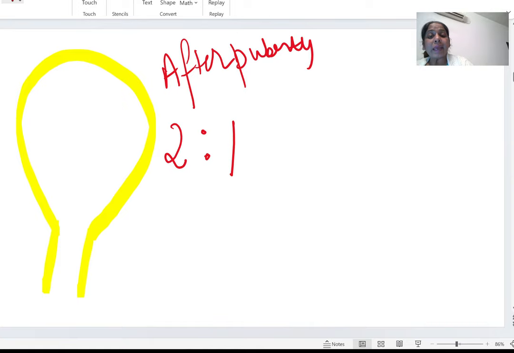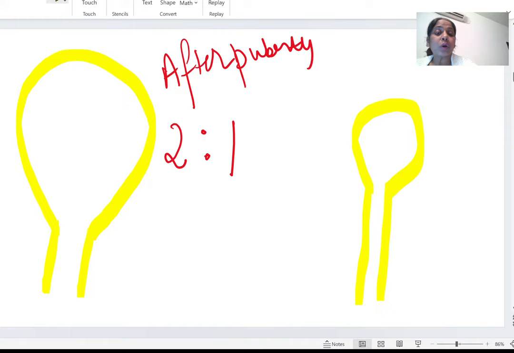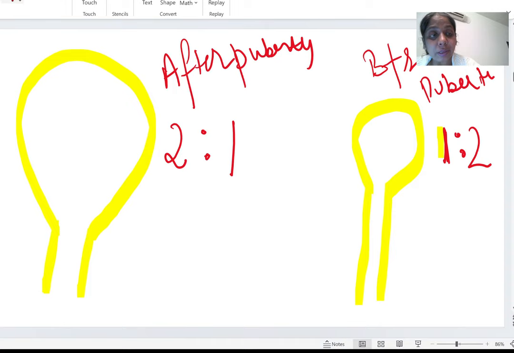And what is the condition before puberty? This is the condition before puberty. The uterus is of one unit and the cervix is double the size. Okay. Very good, Dr. Preeti. Now, can you tell me which hormone does this?